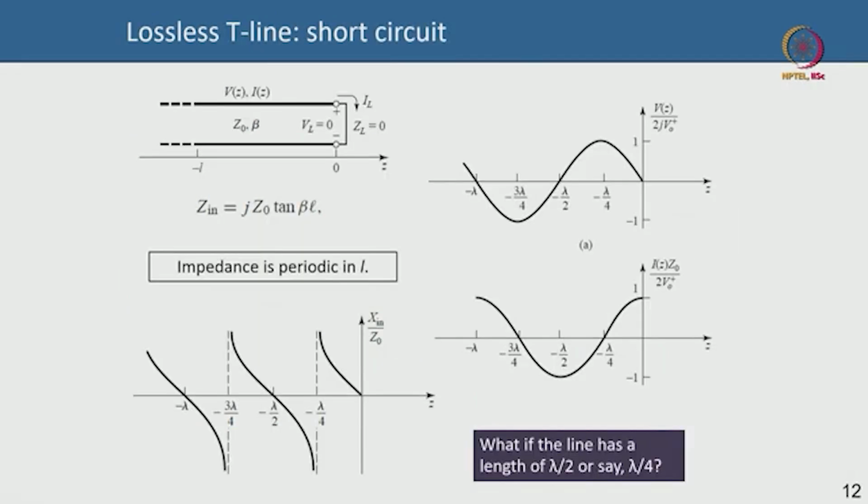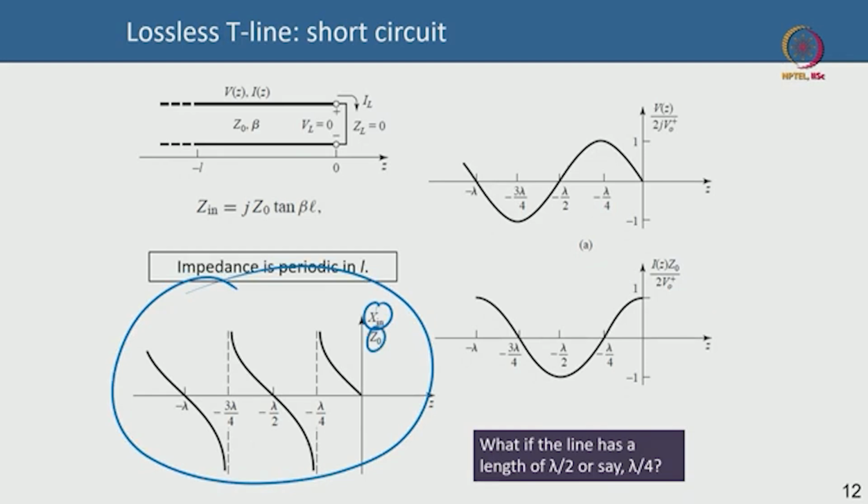What I mean is precisely this. The input impedance can vary. If I plot the input impedance normalized with Z naught, then it is a periodically varying function of L. And what happens if the length of the line is, suppose, lambda by 2?